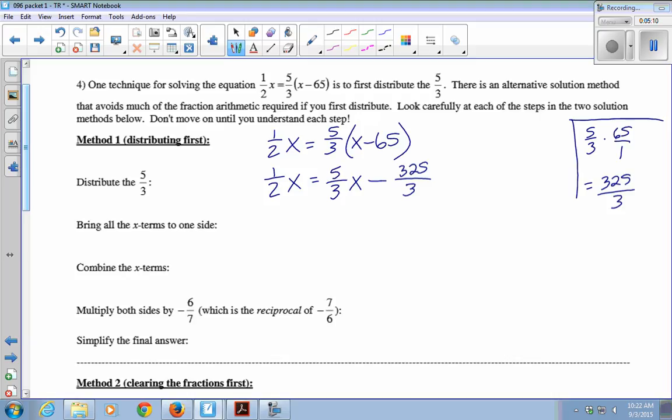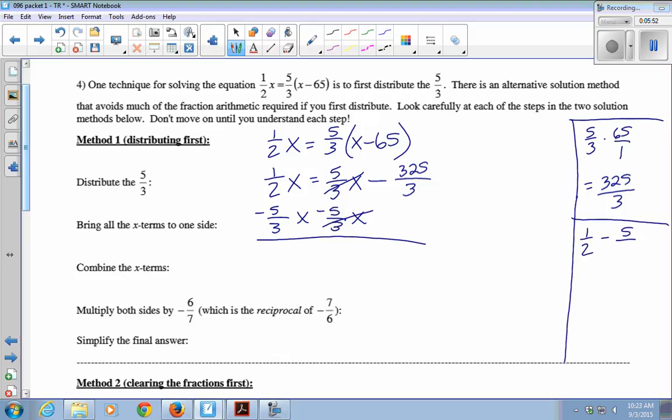All right, now I want to bring all the x terms to one side. So which side do you want the x's on, left or the right? Any preferences? Okay, we'll bring the x's to the left. So I would subtract 5/3 x from both sides. Right, so over here, those cancel. And then I have to do 1/2 minus 5/3. More fractions. Do some more side work over here.